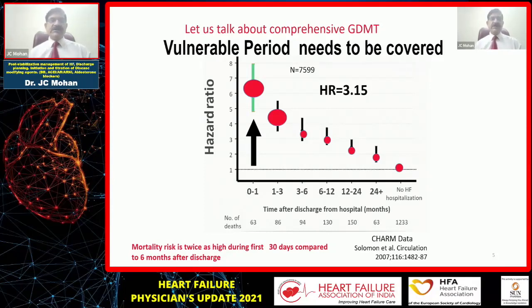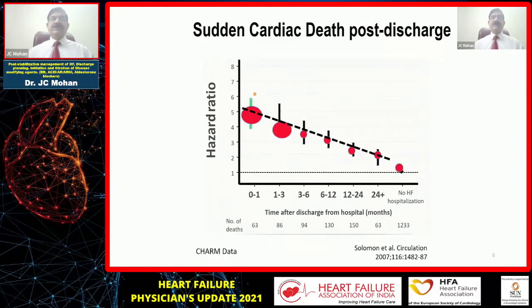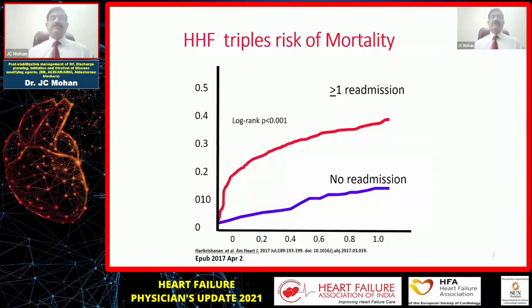Keep in mind one thing, that mortality risk is twice as high during the first 30 days compared to 6 months after discharge. Hence, the emphasis has to be on initiating disease-modifying therapy as soon as possible. The same thing is true for sudden cardiac death post-discharge. The risk in the first 1 month is nearly 5 times compared to a person who has never been hospitalized. And hence, there is also a need to consider device therapy seriously in these individuals, especially those who had previous HFrEF and have been admitted because of decompensation.